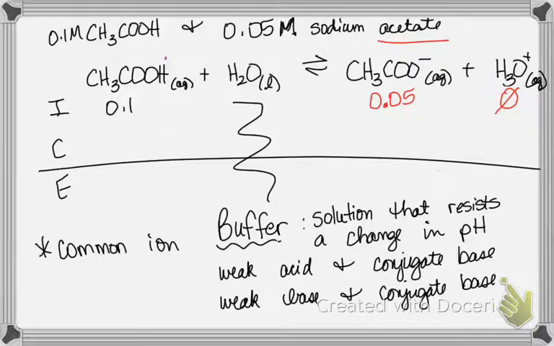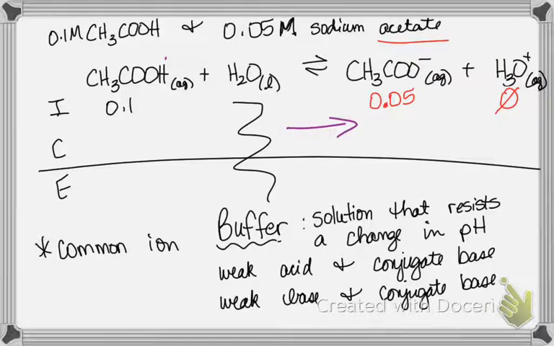Okay? Likewise, on the flip side of that, if we added base to the system, if we added something that would increase the pH, like hydroxides, the hydroxides would combine with the hydronium ions, removing those. Okay? It's like pulling this out of the system. When you pull that out of the system, it would respond by making more.